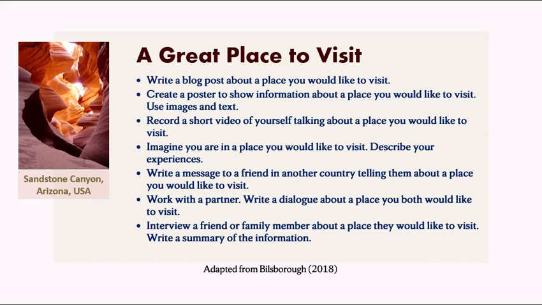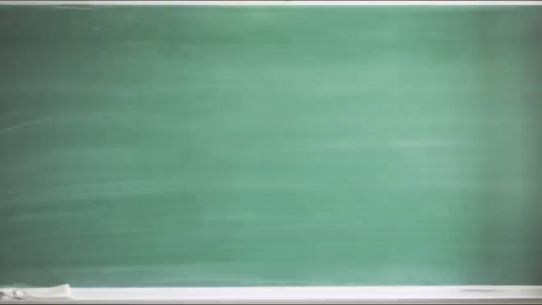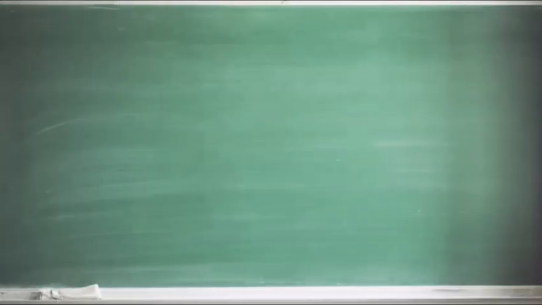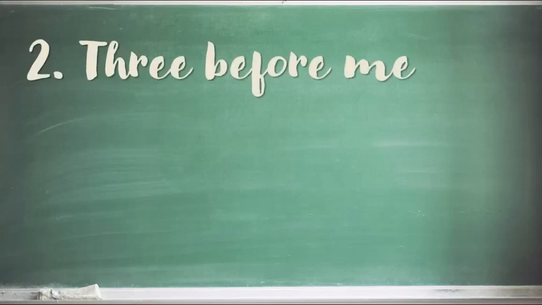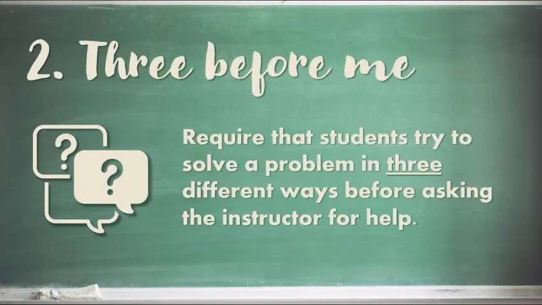Instructors should consider helping LEPs decide which task is most manageable and interesting to them. One way to help students become more self-reliant is to use the 3 before me rule. This rule requires that learners consult 3 different sources before coming to the teacher for help. Students can consult one another, course materials such as the syllabus, a website, or any other source of information to try to answer a question or solve a problem.